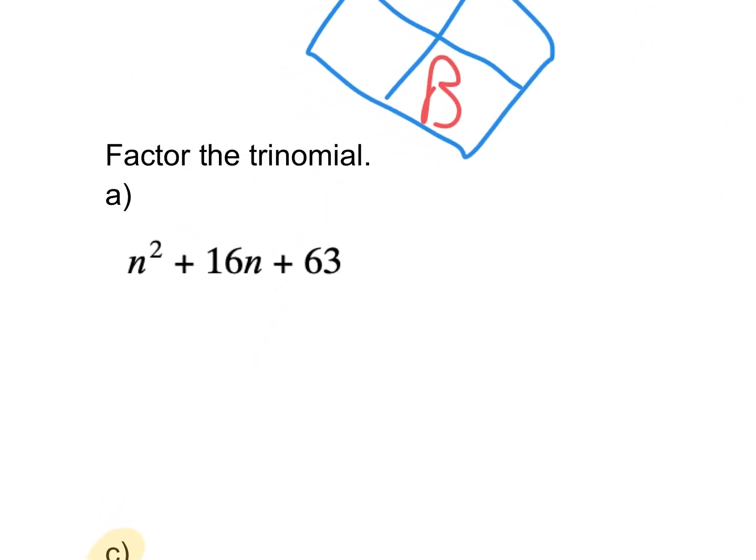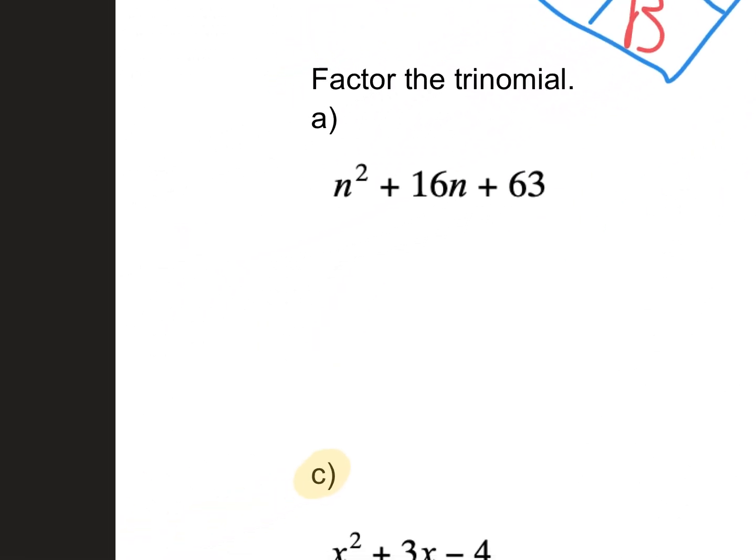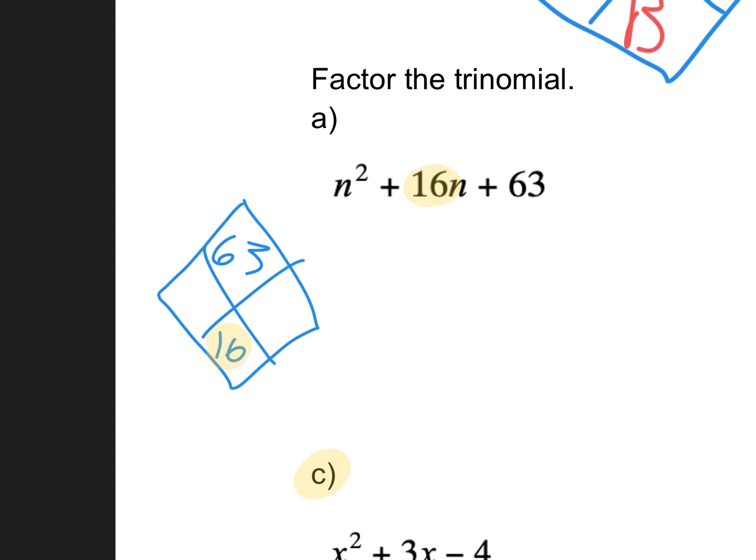So for our first example, I'm going to start by writing my little product square. Now, what are the numbers that go in here? I said the number that my factors will add to is my b value, which in this case is 16. And the product will be 63, because that is my c value. Oops, I need my highlighter.